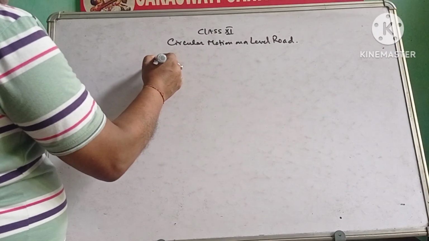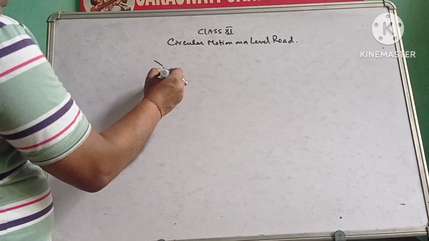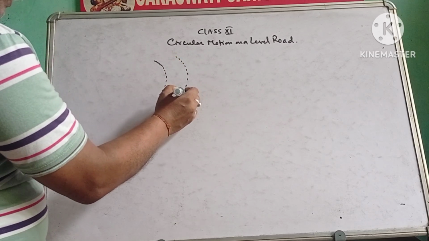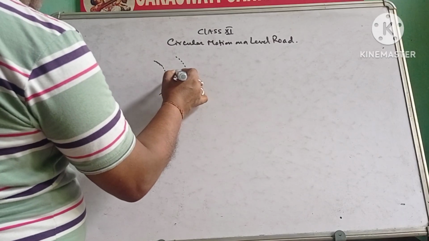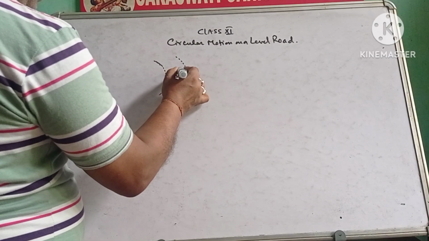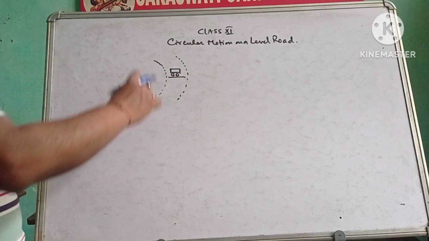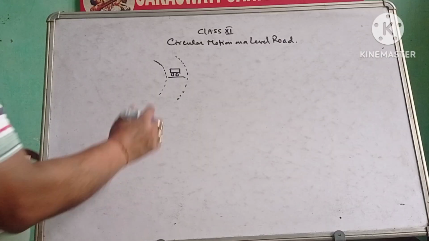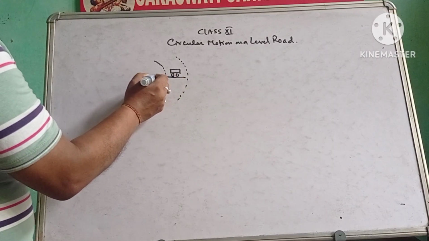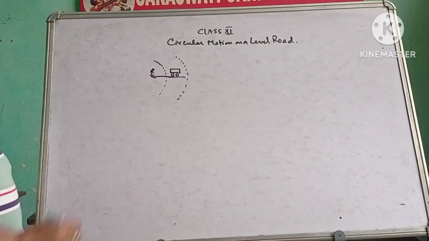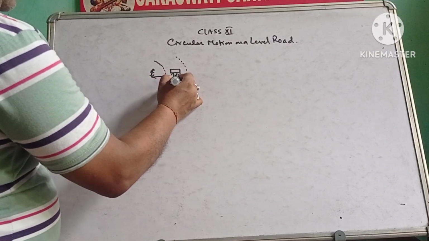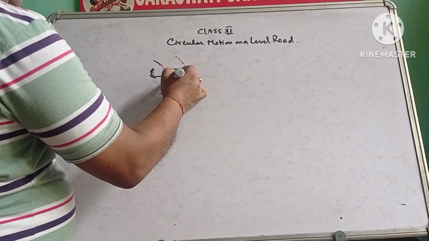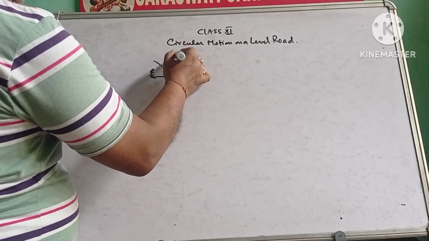Here you see this is a circular curved path, that means it's a circular path, and this is your car. It is taking a circular turn. Here this is the friction which is acting inward, and the weight of the body, that is mg, and according to Newton's third law, this is the normal reaction N.